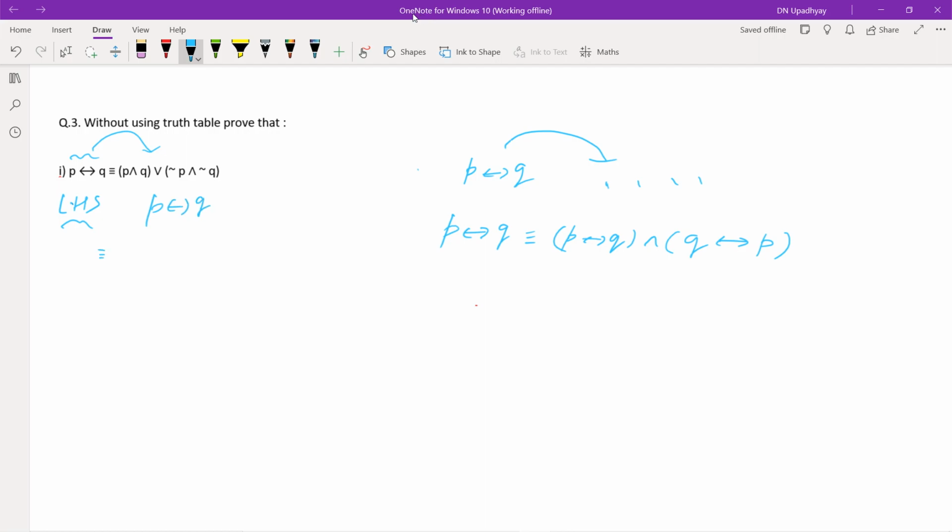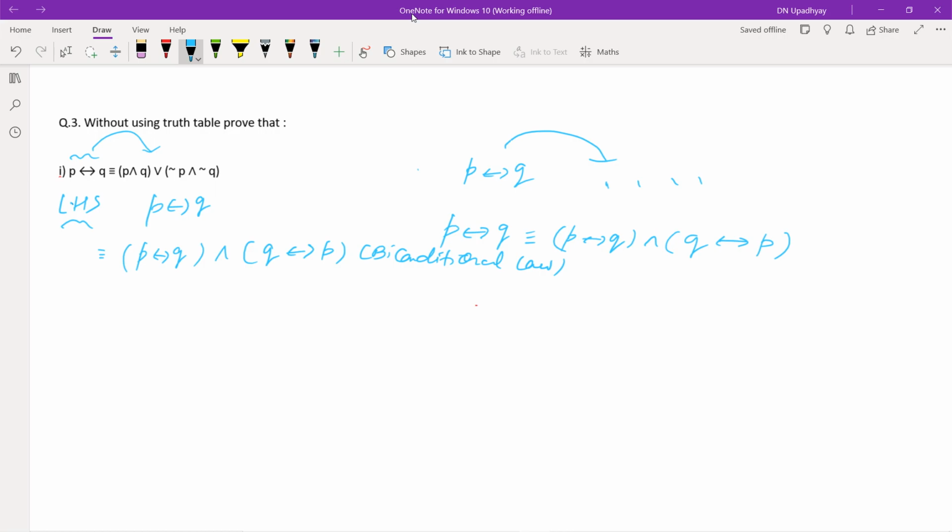So using this we can write down the left hand side first of all. P if and only if Q is equivalent to P implies Q and Q implies P. By which law? By the biconditional law. Okay, so this is the law.